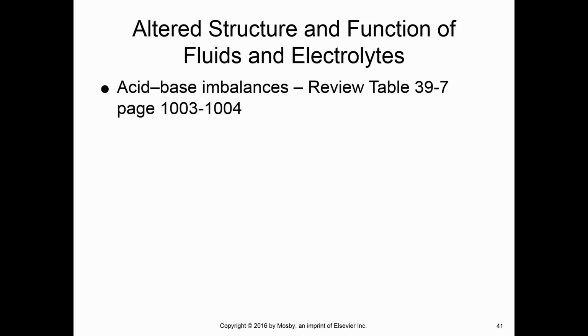All right, and then on page 1003 to 1004 is your acid-base imbalances. So this is going to be talking about your respiratory acidosis and your respiratory alkalosis. It's going to talk about your metabolic acidosis and your metabolic alkalosis. So you need to look at those as well, okay? What your lab values will look like, and what signs and symptoms and things like that you'll see in your patient. So this you will also need to just memorize.